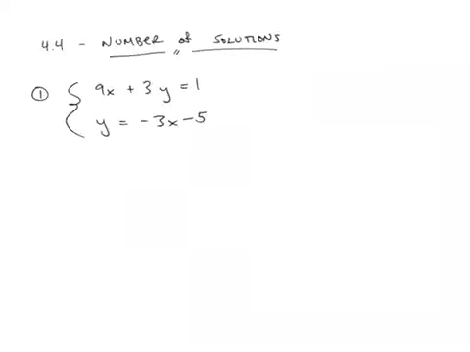The top equation, I'm not totally sure what that would look like if I graphed it, but the bottom equation, which I'll do in red here, I know what that looks like because it's in slope-intercept form. So I know it's got a slope of negative 3 and a y-intercept of negative 5.